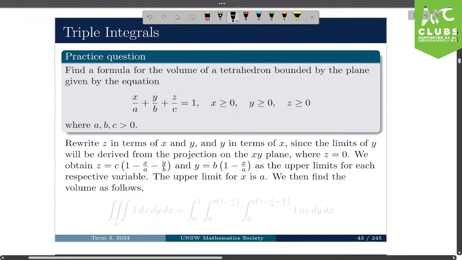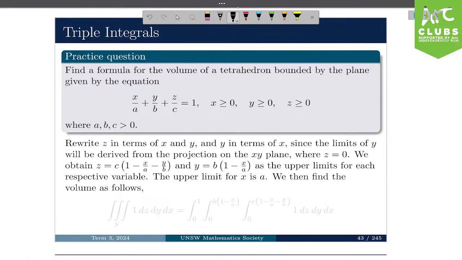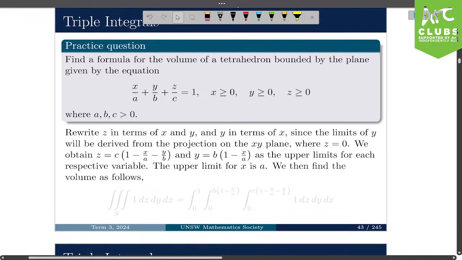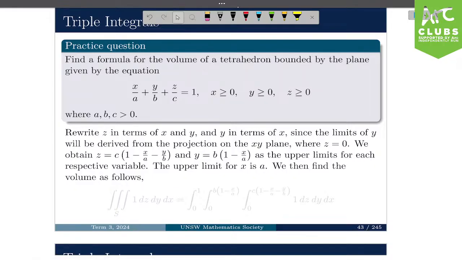And now find the formula of the volume of the tetrahedron bounded by the plane given by this equation over here. So we rewrite z in terms of x and y, and then rewrite y in terms of x, since the limits of y will be derived from the projection on the xy plane, where z is 0. So here, these are the upper limits we end up obtaining, and we're also given the lower bounds from the question.